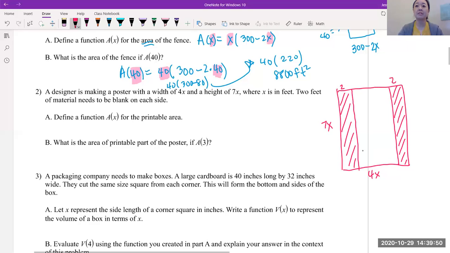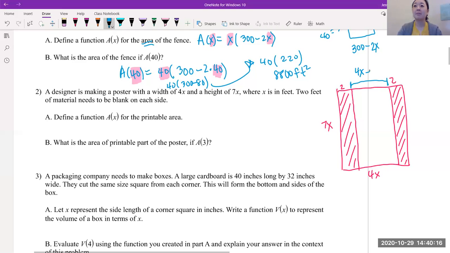So the printable area is this white space right here, right? So if we look at that, we're like, okay, we need to know, let me make this in blue, this length right here, from here to here. Because we already know the height, that's 7x, that doesn't change. But we need to know that. Well, we know the whole thing is 4x. Well, if we take out 2 feet from this side and 2 feet from this side, what's that left over going to be?